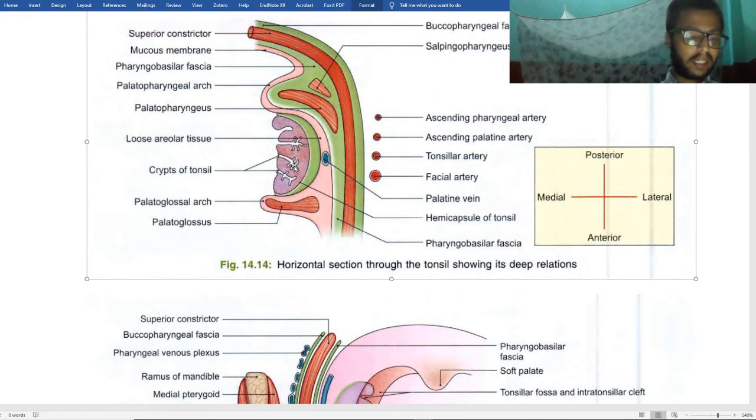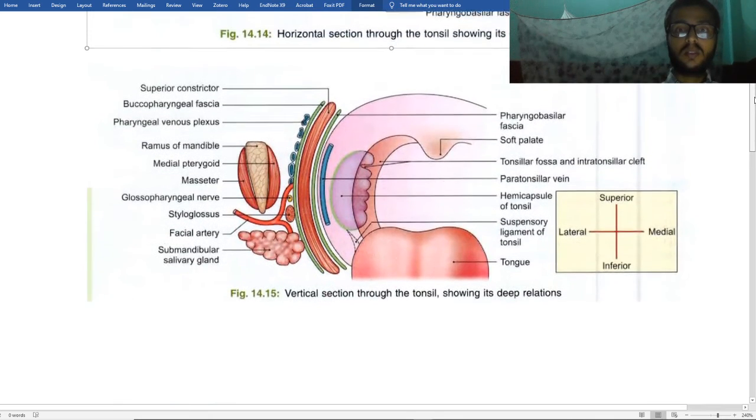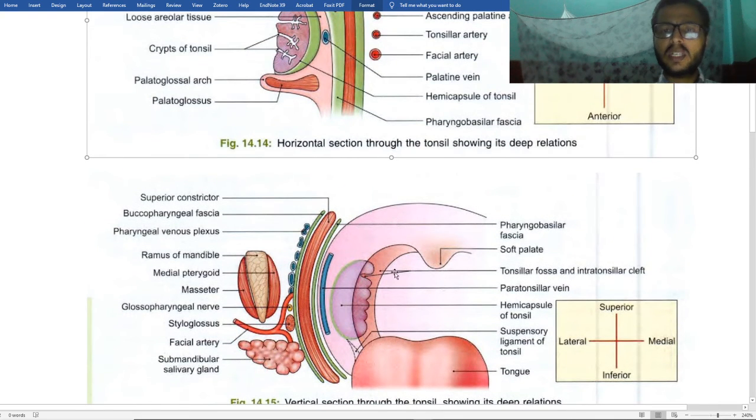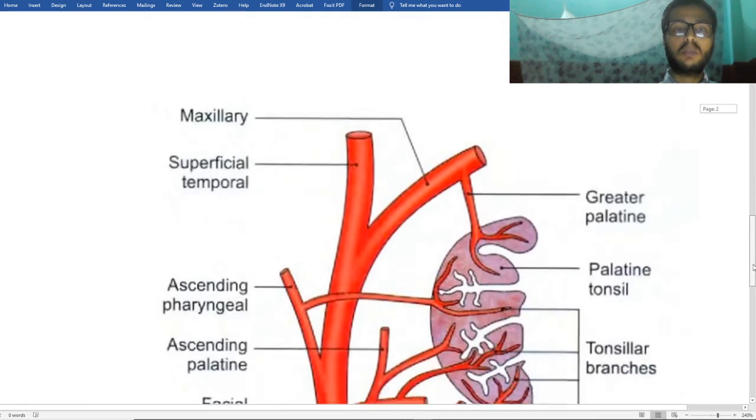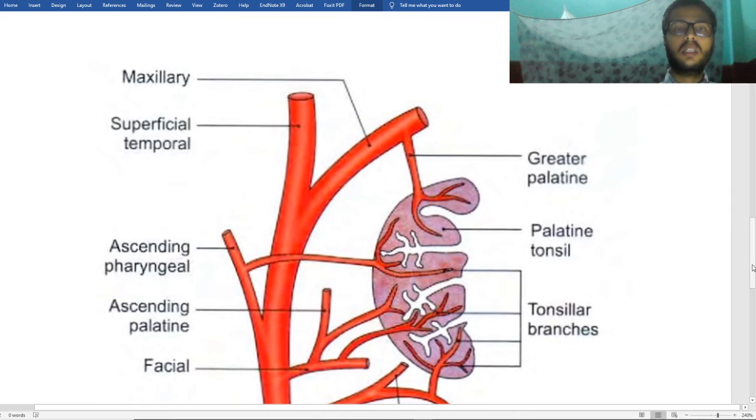Let's discuss the arterial supply of the tonsil. Here you can see, orient yourself. Here also the same thing is shown, the suspensory ligament of the tonsil. I already told you previously about this ligament. It is fixed with this suspensory ligament of the tonsil, here is the paratonsillar vein, and here you can see the submandibular gland. Now we are going to discuss the arterial supply.